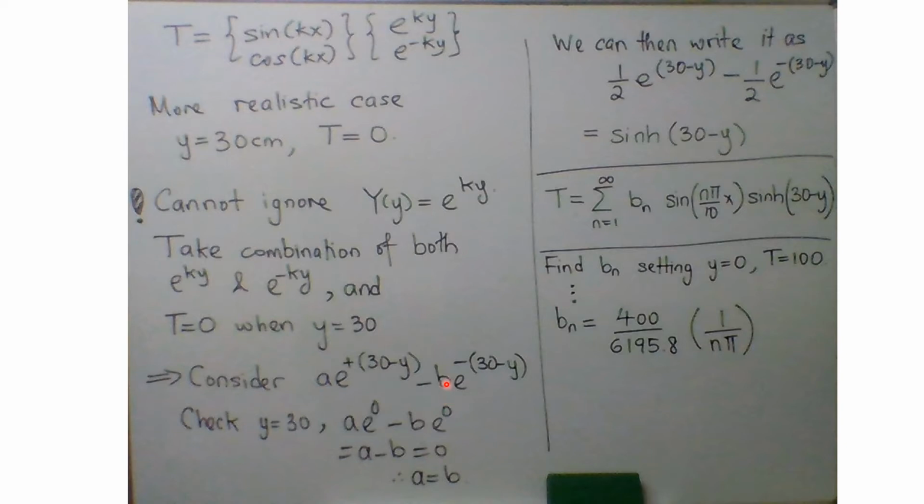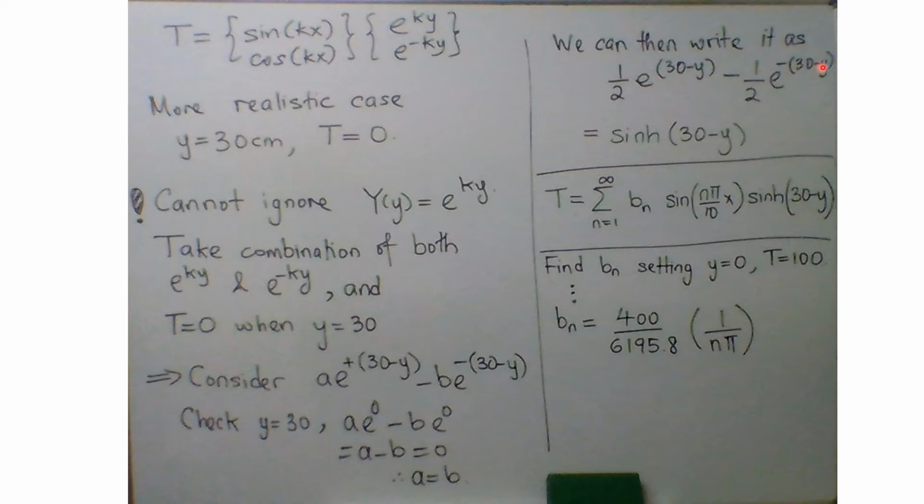So now the whole idea was then to choose a suitable value for a and b. So you can choose 1, you can choose 2, etc., right? But if you remember from your trigonometry, you will see that if you put a equals 1/2 and b equals 1/2, this is going to be a hyperbolic sine function. So this is sinh(30 - y). So now you have a very clean expression if you choose a equals b equals 1/2.